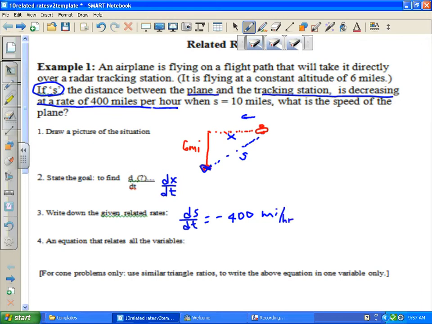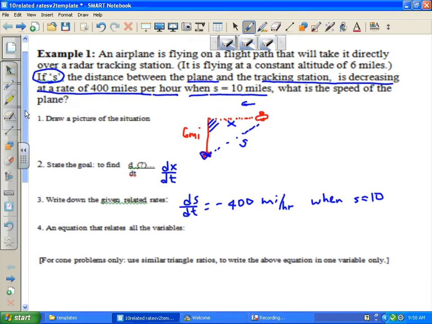But that rate may be a variable rate. It may not be the same rate at any given moment. We know this at the moment when s equals 10. Because if you think about it, when the plane is very far away, that distance is closing slowly, right? But as the plane is really close to the tracking station, this distance is going to be changing really fast, right? So it's not really a constant rate, the rate of change ds over dt, okay? Okay, so we did the first 3 steps. We did the picture, the goal, and we wrote down the given related rates.